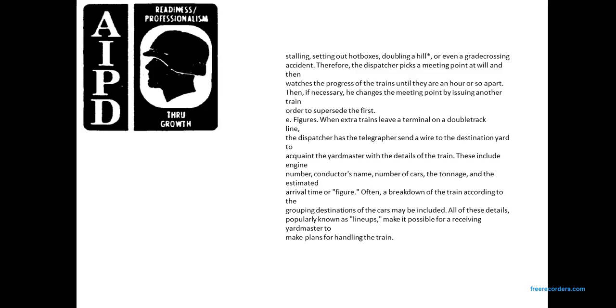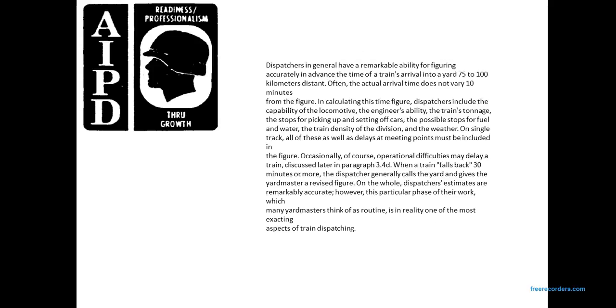Although these details are properly known as lineups, they make it possible for receiving yardmasters to make plans for handling the train. Dispatchers are generally remarkably good at figuring accurately in advance the time of arrival of the train into a yard at a distance of 70 to 100 kilometers. Often the actual arrival time does not vary more than 10 minutes from the figure.